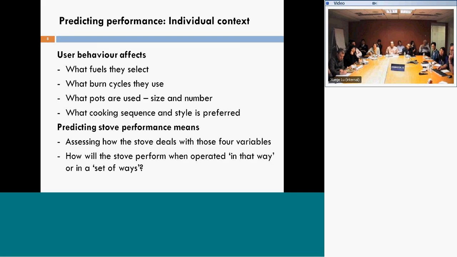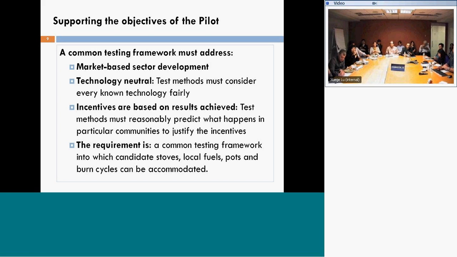We want to know how a stove will perform when operated in that way and that way and that way within a single family, because people have different meals. Also, we found most people had between 3 and 5 stoves of different sizes, so we can't offer what it's called. Whatever you sell them, they're going to use something else as well.